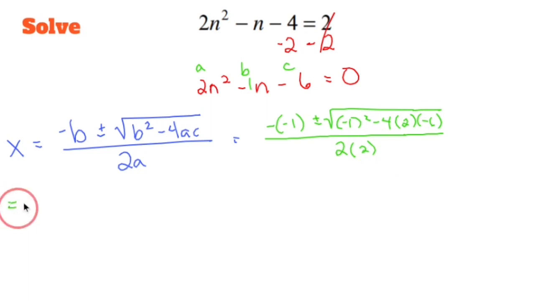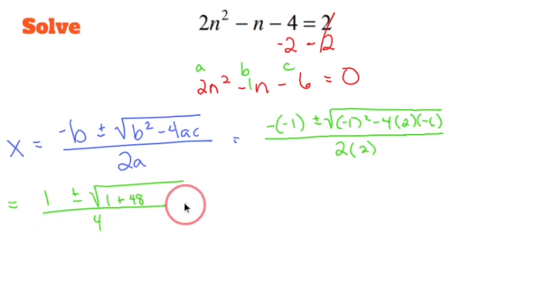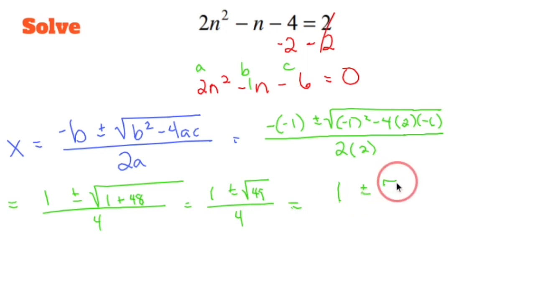All right, let's do some simplifying. -1 is regular 1. Positive or negative? All right, we've got -1 squared, which is 1, minus 4 times 2, which is -8, times negative 6 is going to be plus 48. How convenient is that? All over 2 times a, which is 4. So this gives us 1 plus or minus the square root of 49 over 4. This gives us 1 plus or minus 7 over 4.